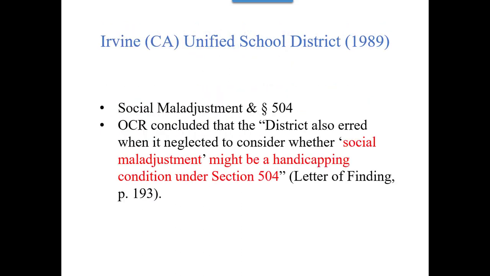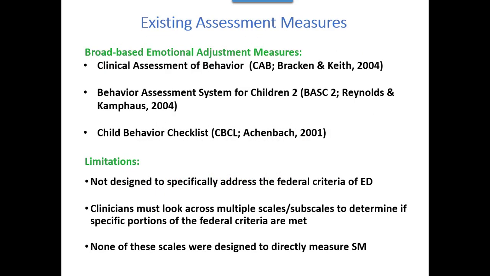And then we have subsection 504 of the Rehabilitation Act, which we just talked about, so the district also erred when it neglected to consider 504. Like I said, children can get 504 services if they have a diagnosis of conduct disorder or oppositional defiant disorder, according to the Office of Civil Rights. But you have to have those diagnoses first, and schools won't make those diagnoses for you.